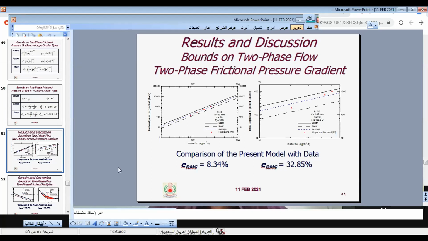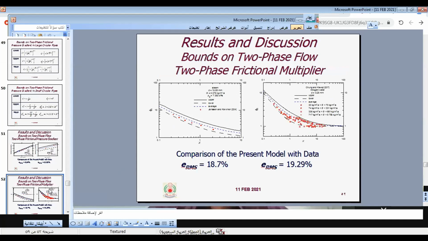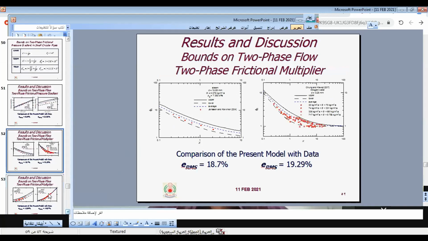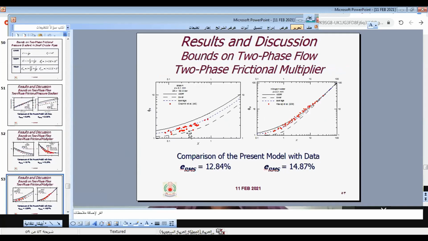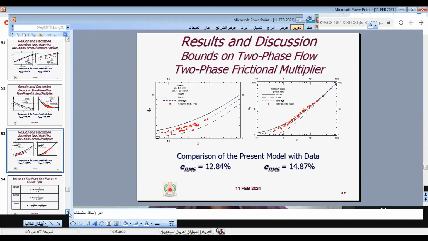Also, I try to introduce validation of this model in terms of dimensionless form, either for phi L versus Lockhart-Martinelli parameter or phi G versus Lockhart-Martinelli parameter. And I have a good value of root mean square error, for example around 15%, which is good in the field of two-phase flow.